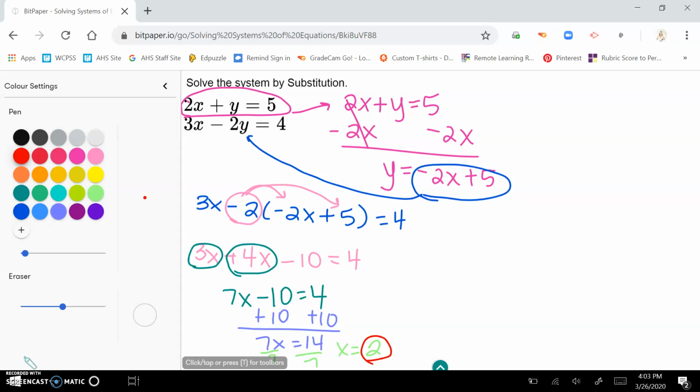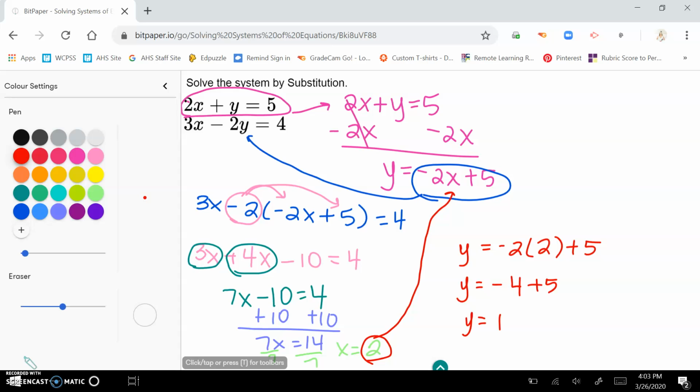Once you've got that x is equal to 2, you can plug in for x. So you get that y is equal to negative 2 times 2 plus 5. So it's negative 4 plus 5. So y equals 1. So your final answer is 2, 1.